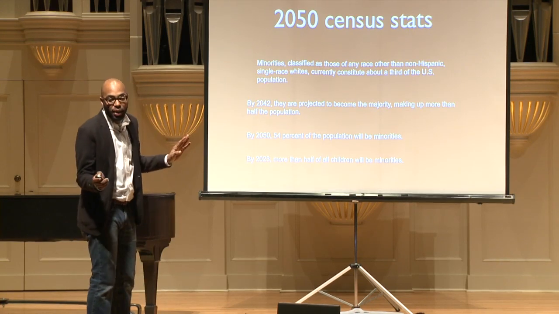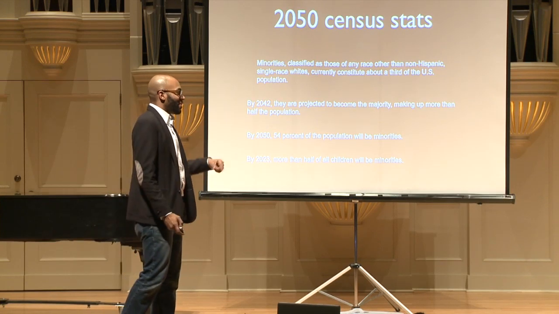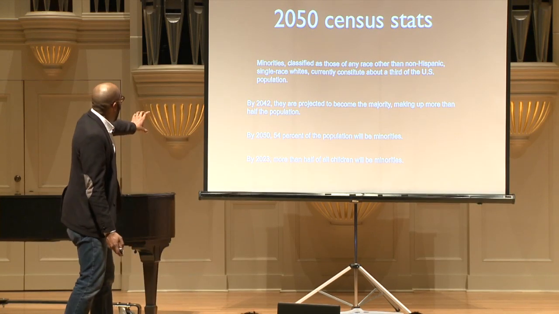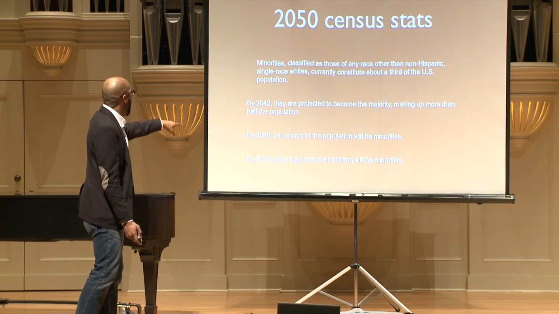That in itself is oxymoronic. Like, minorities would be the majority. So, whatever, all right? And 54% of the population are minorities. By 2023, more than half of the children will be minorities.